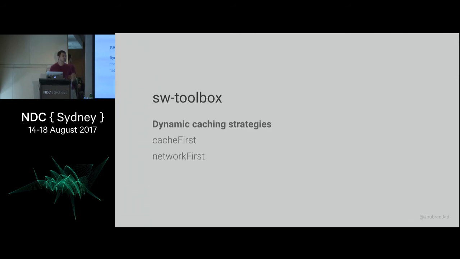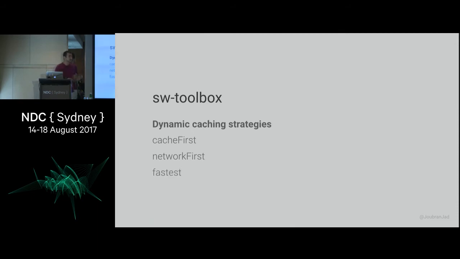And the third one is fastest. We'll race both the network and the cache, and most probably the cache is going to resolve first. And by the time the request from the network resolves, we're going to update the cache for the next time we use it. So it's like, let's grab something from the cache, and let's keep an updated copy in the cache as well, that's coming from the network.